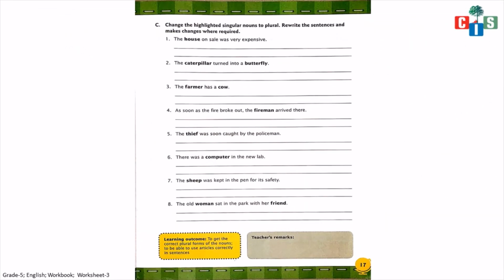Okay, next exercise is related to the same singular nouns and plural nouns. Exercise C.